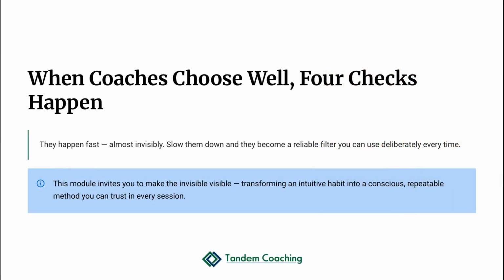When I watch coaches choose well, 4 checks happen almost invisibly. They happen fast, sometimes in a few seconds between what the client says and what the coach reaches for. The coaches who are newer to deliberate selection can't always name what they're checking, but slow down those moments and a pattern emerges. They're running 4 questions in rough order almost automatically.